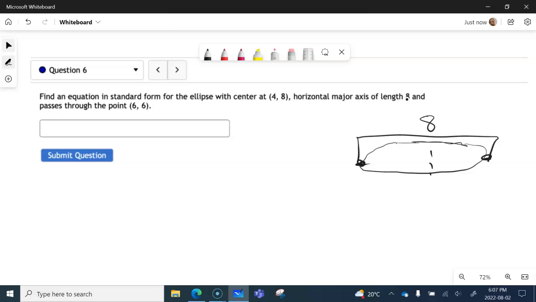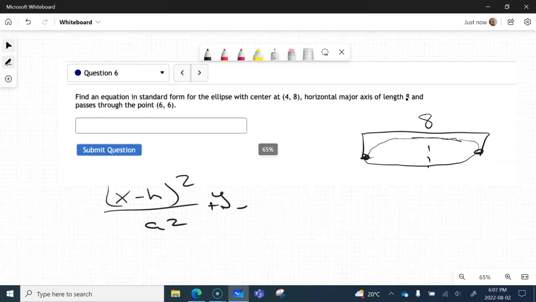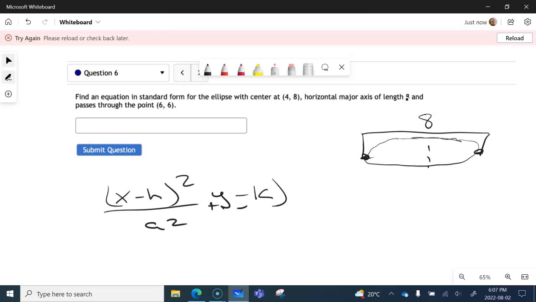So let's write out our equation, right? Remember, it's (x minus h) quantity squared over a squared plus (y minus k) quantity squared over b squared. That's going to equal 1, right? So what do we know? Well, let's fill in a bunch of this stuff.